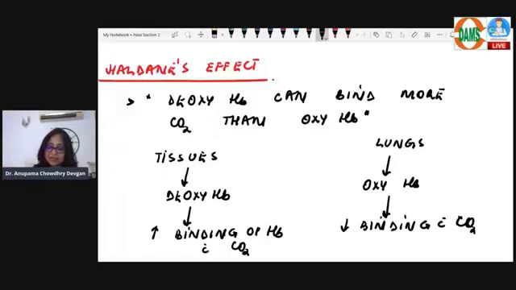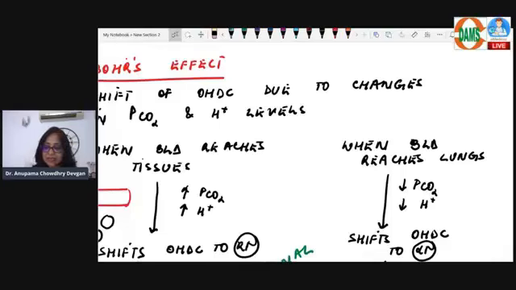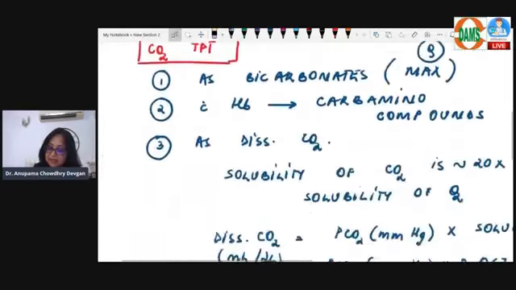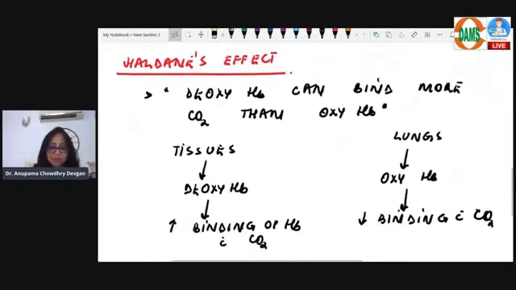Haldane's effect is based on the fact that deoxyhemoglobin can bind more CO2 than oxyhemoglobin. So I've completed what is known as the Bohr's effect and the Haldane's effect. Bohr's effect is based on the shift of the oxygen hemoglobin dissociation curve due to changes in CO2 and H plus levels. And the Haldane's effect is mainly for CO2 transport, which says that deoxyhemoglobin can bind more CO2 than oxyhemoglobin.